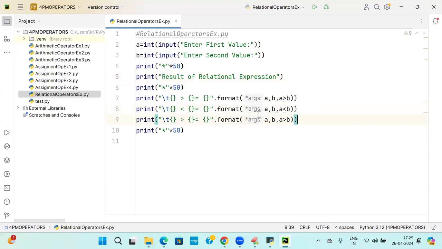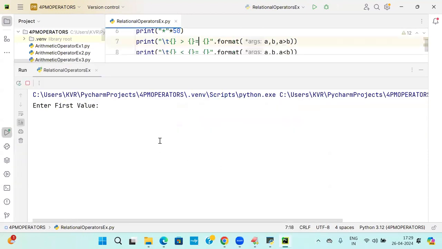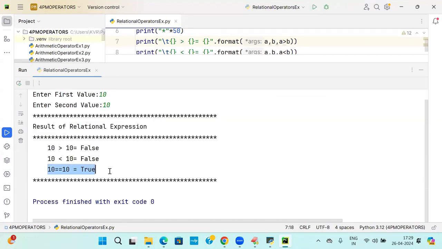Here I'm writing double equal to. See students, here I am writing A double equal to B. Both A and B true. Here 10 10 I will write it. 10 10 is called what? 10 greater than 10, 10 less than 10, both of them are false only. 10 is equal to 10 is called true.